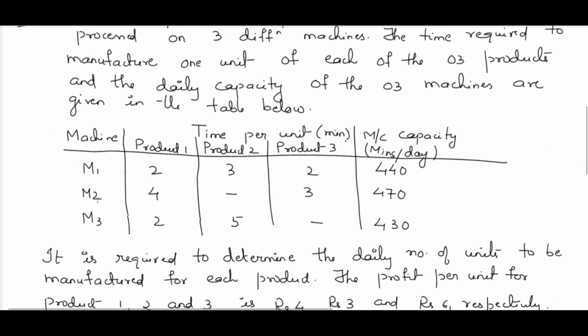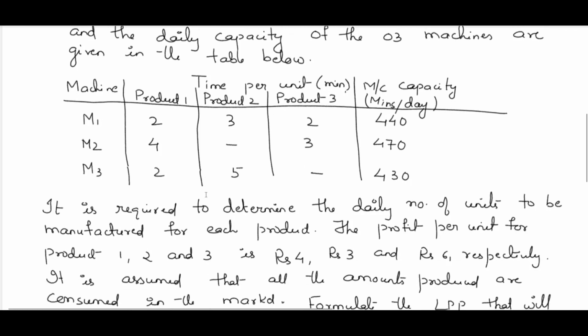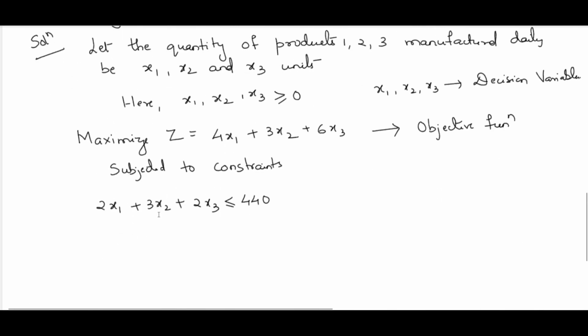Similarly, for machine 2, the limitation is less than or equal to 470. Likewise, for product 2 nothing is there, which means that is 0. That's why it is a dash. That means on machine 2 only product 1 and product 3 are being processed, and so the x2 variable will be 0.